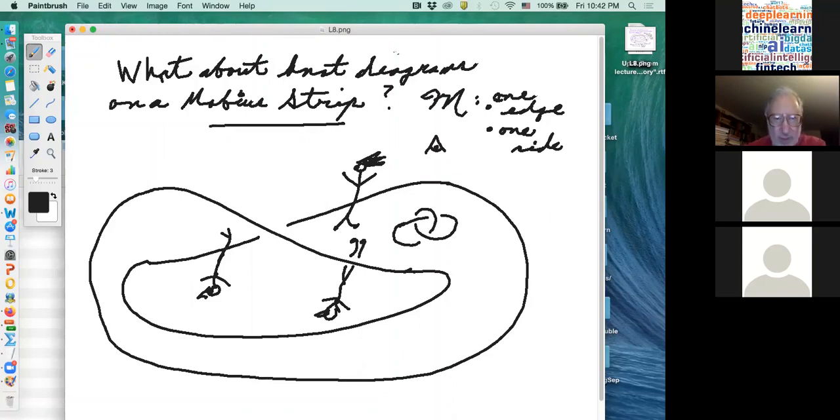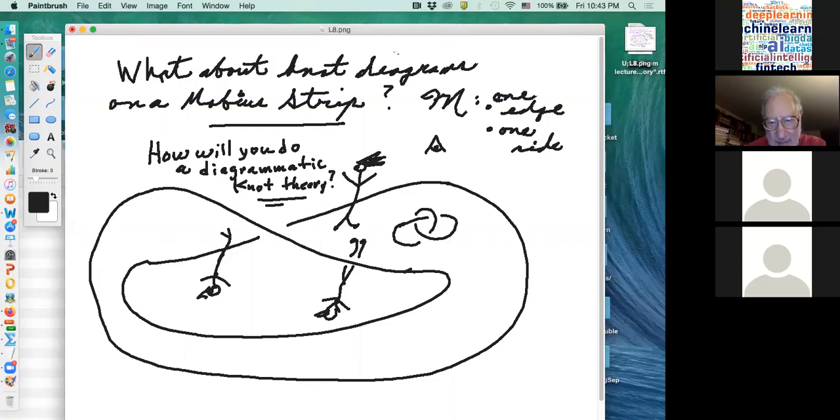So the question is, how will you do a knot theory here? How will you do a diagrammatic knot theory? So I leave you to think about that. And now let's go back to where we were. All right.